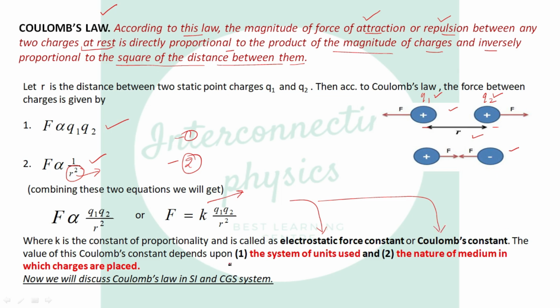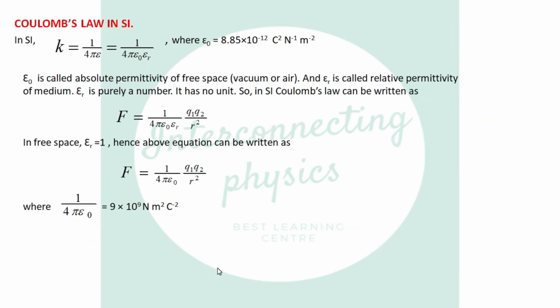And this Coulomb's constant depends upon number 1, the system of unit used, and number 2, the nature of medium in which charges are placed. The system of units used means force, charges and distance are measured in SI or CGS. This will affect the electrostatic force constant. And the nature of medium means charges are placed in vacuum, in air or in a medium. This will all affect Coulomb's constant. Since Coulomb's constant depends upon the system of unit used, let us discuss Coulomb's law in SI and in CGS system.